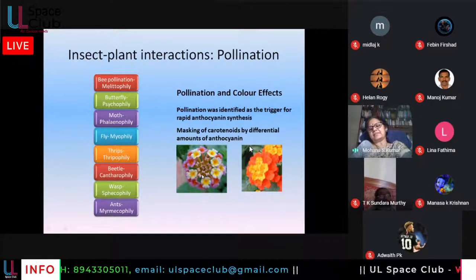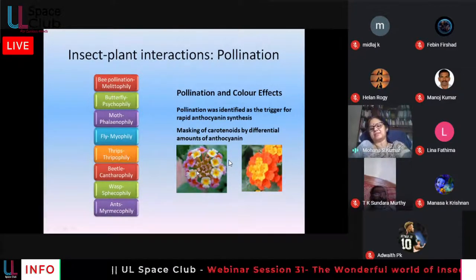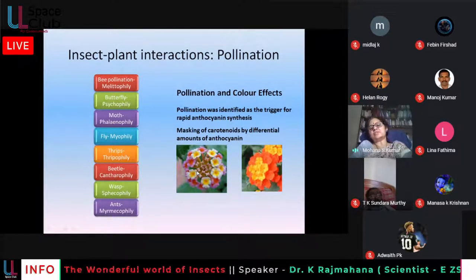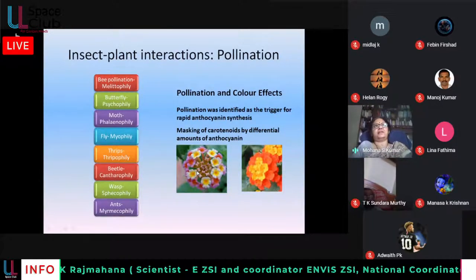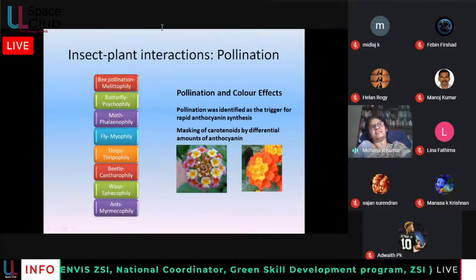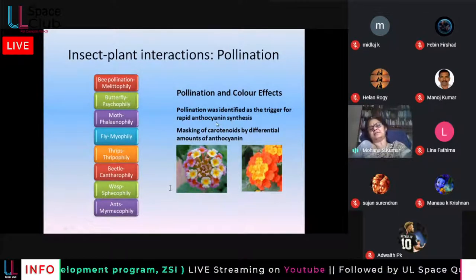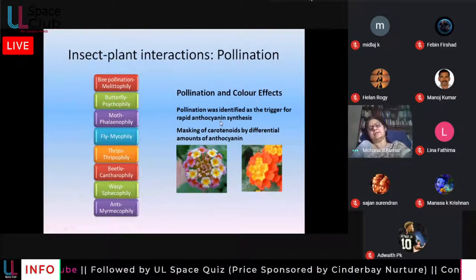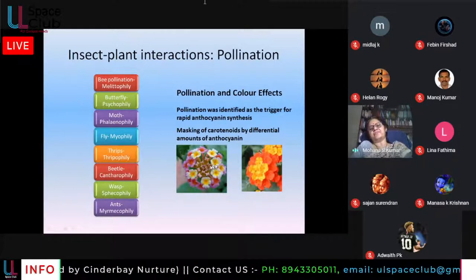See, just see this picture. I'm sure you are familiar with this plant. This is lantana. You will have this in your garden. So just watch. Have you watched the flowers? Morning it will be a different color, evening it will be a different color. How does this happen? It is because of the pollination and the effect on the color. So pollination triggers the synthesis of anthocyanin. It is a pigment, flower pigment. So it masks the carotenoids. So the color of the flower changes.